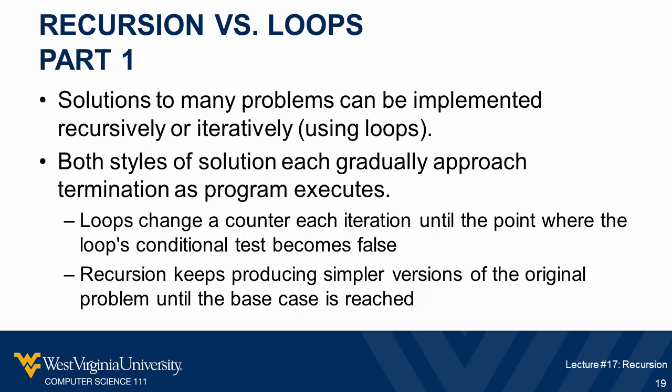So if you have a loop, you're going to have a counter or something that's keeping track of which iteration you're on, and eventually you're going to keep marching down to a point where the condition for continuing in the loop becomes false. With recursion, you're going to keep placing calls to simpler and simpler versions of the original problem until you get to the base case when you stop recursing.